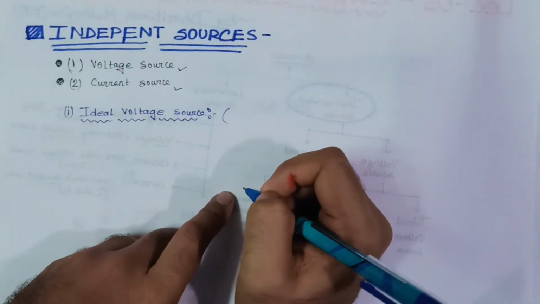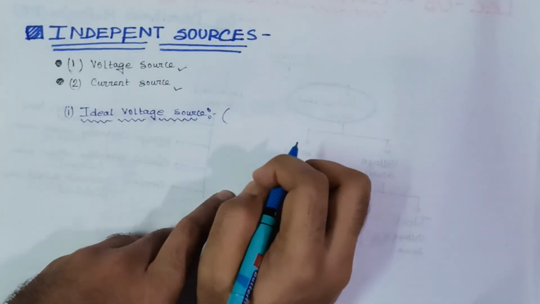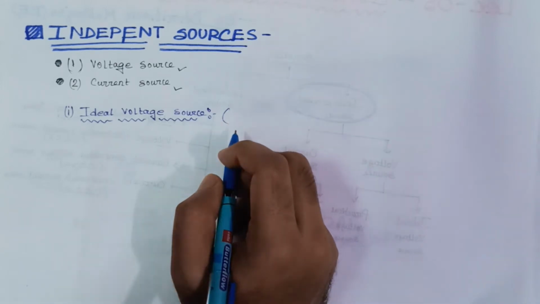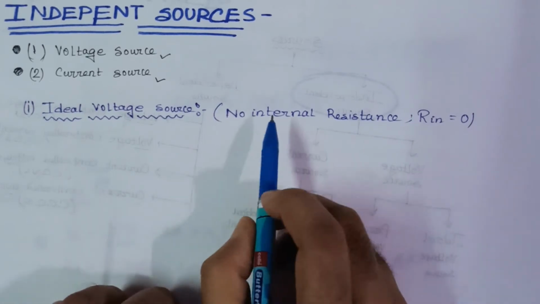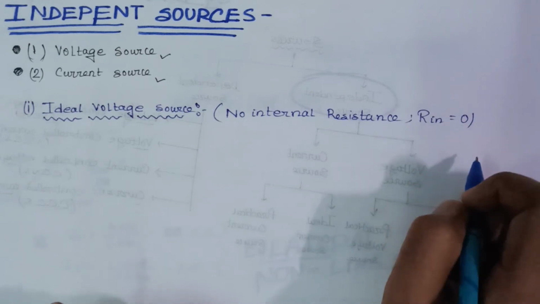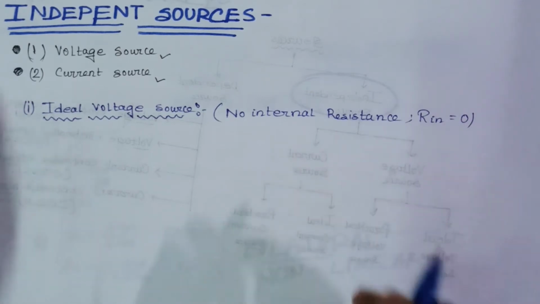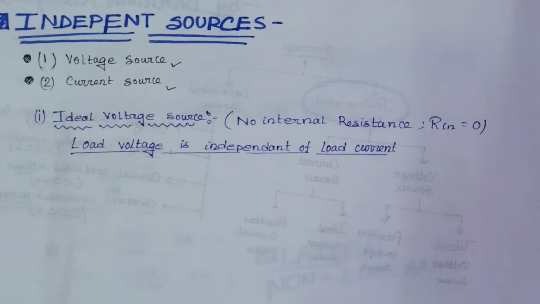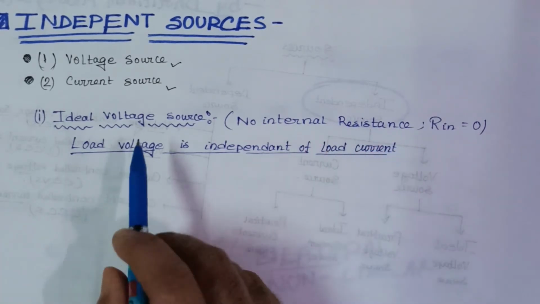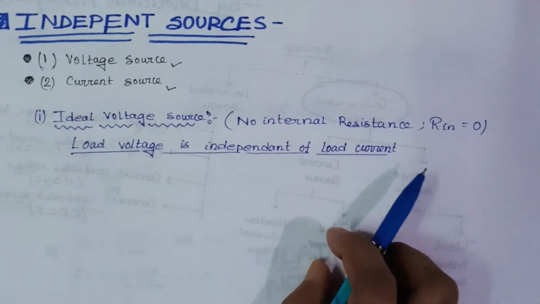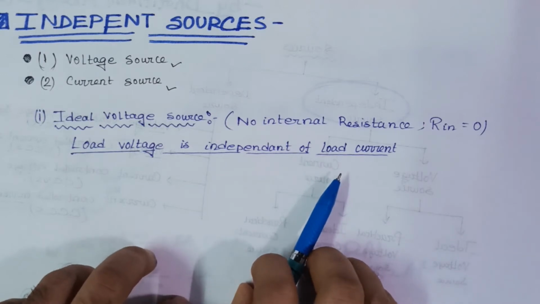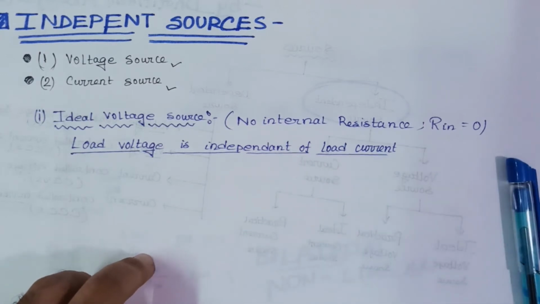Now see, what do you mean by ideal voltage source? A voltage source having no internal resistance is known as ideal voltage source. Okay, so no internal resistance, that means R in means what? Internal resistance is 0. In this case, the voltage source offers no internal resistance. It means the load voltage is independent of load current. So what is the meaning of this line, that load voltage is independent of load current?